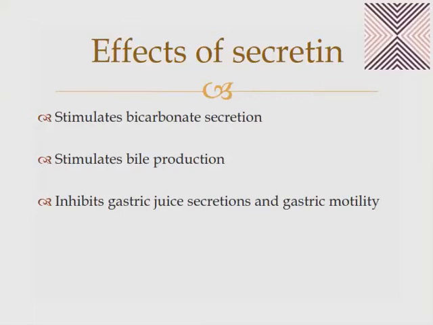Now in response to the entry of chyme, a partially digested food which is coming from the stomach, though it is acidic because it has got the hydrochloric acid from the stomach, the intestinal mucosa secretes the hormone secretin. So that means this particular hormone is secreted by the intestine. It is not secreted by the stomach. The first hormone, gastrin, was secreted by the stomach wall, but here the secretin is secreted by the intestinal mucosa.